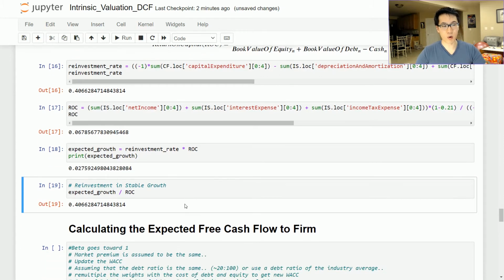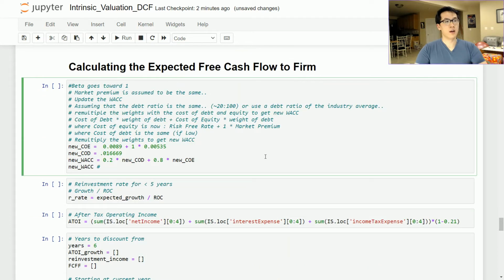I'll be explaining this a little bit more in depth, but this is for your in perpetuity formula, for after you've discounted all your cash flows and assuming that your given company is going to continue on into infinity, to the end of time, right? That is your expected reinvestment value for your stable growth. Cool. And then next, we want to calculate the expected free cash flow to firm. So these are the values that I'll be using after the present value of my cash flow. So this is still related to the Gordon model on calculating the terminal value.